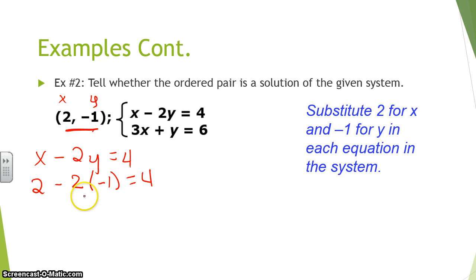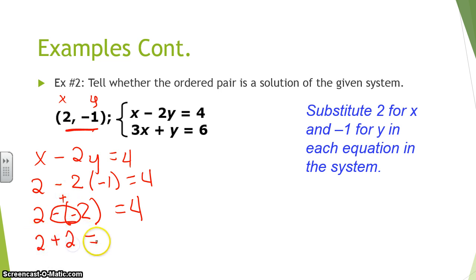Solve by using order of operations. 2 times negative 1 is negative 2. So we have 2 minus negative 2. Does that equal 4? Well, double negatives become a positive. So 2 plus 2 equals 4. So that is true.